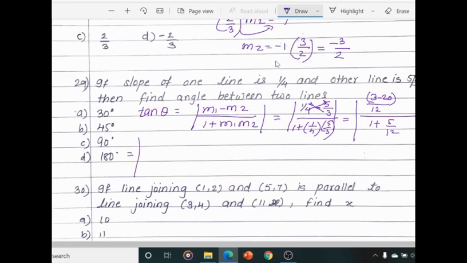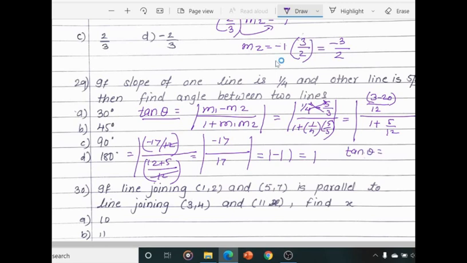Need to solve it again. Minus 17 by 12 upon 12 plus 5 by 12. This denominator 12 gets cancelled and we get here minus 17 upon 17. And here we get the answer mod of minus 1. So it is 1. And we get here tan theta is equals to 1.